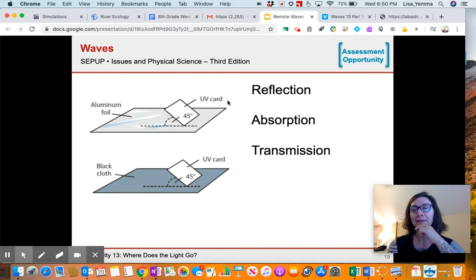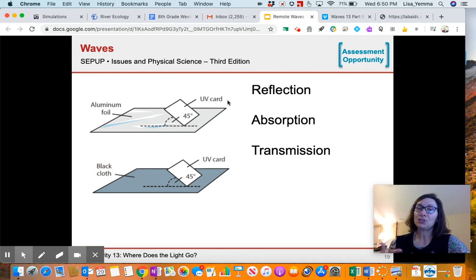Here's a great diagram. This was in the chapter, the activity in your book. So that UV card was placed at a 45-degree angle. I don't think I mentioned that, but behind it was that plastic platform. So it was just set at a standard 45. That was one of our constant variables. That 45-degree angle with the UV card was facing down for both the aluminum foil and the black cloth.